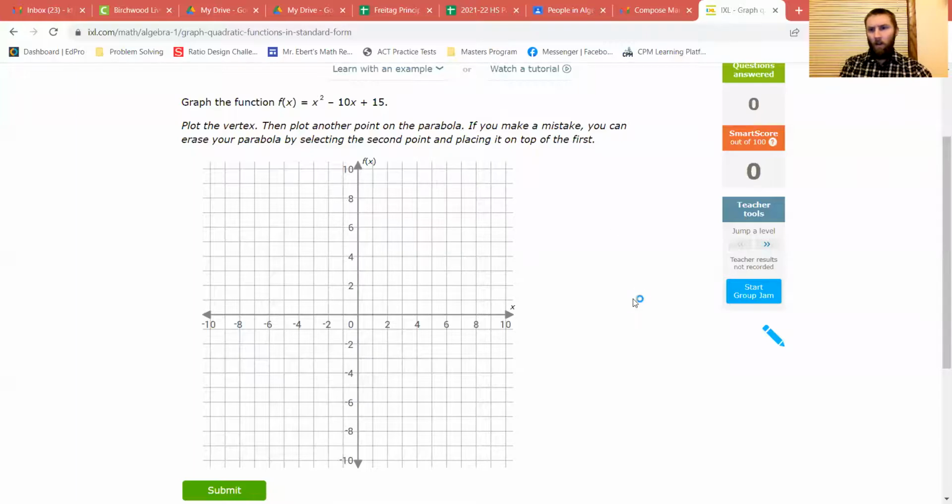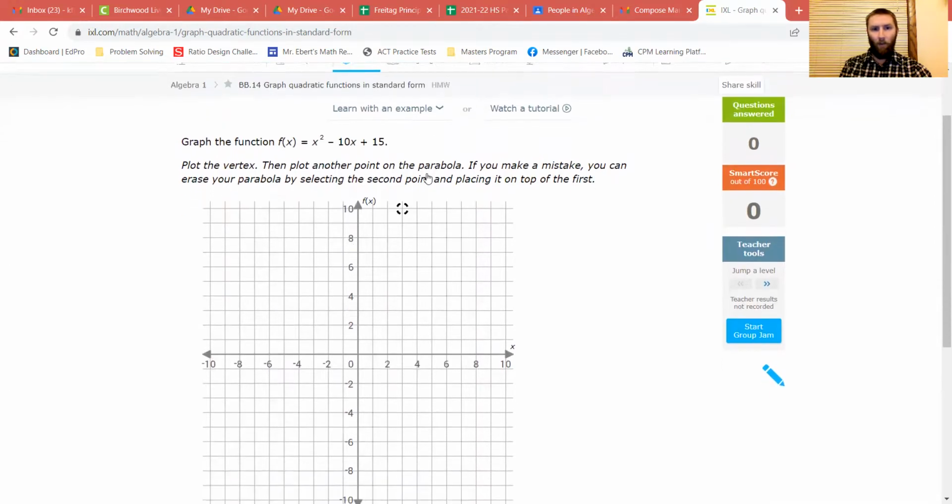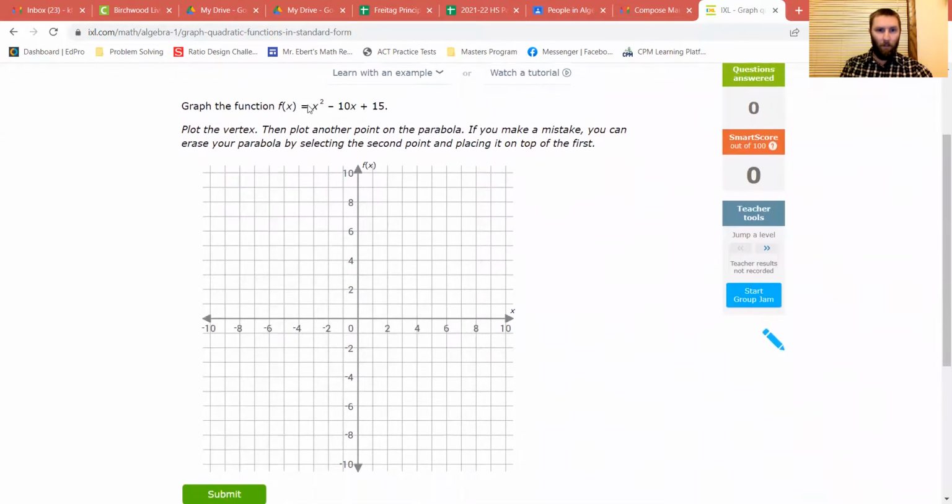So here is, hopefully you can see this tab. This is the IXL topic. We're talking about graph quadratic functions in standard form. Here's an example for you. Graph the function f of x equals x squared minus 10x plus 15. So they want us to graph that quadratic equation.